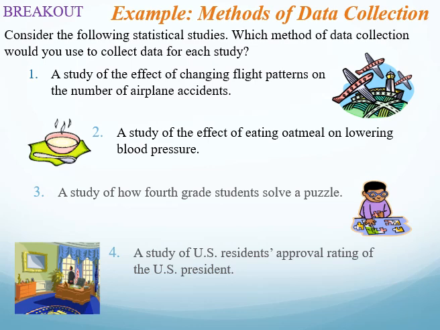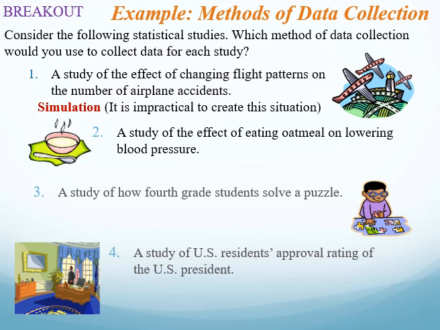Okay, so number one, a study of the effect of changing flight patterns on the number of airplane accidents. That seems kind of dangerous. I wouldn't want to change the pattern and then see how many accidents occur. So this will be done through some sort of computer simulation. It would just be impractical and dangerous to create that situation. You don't want to see how many accidents you have and then decide whether it was a good idea or not. All right, so number one was a simulation.